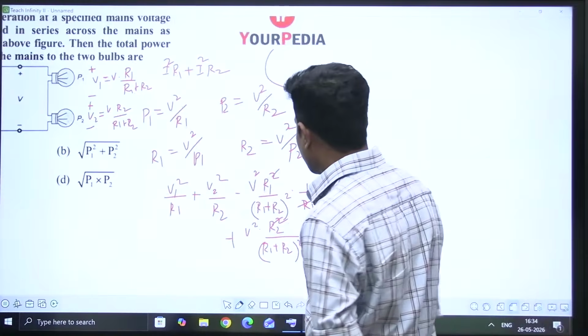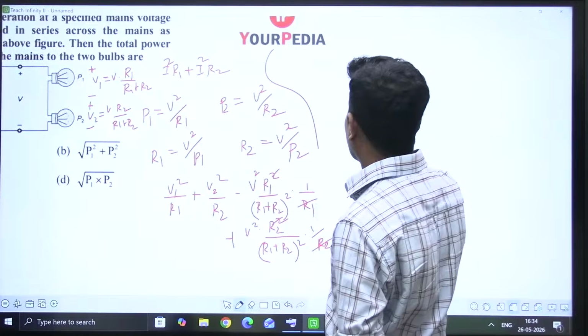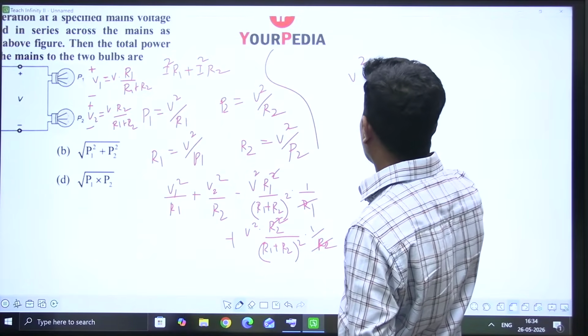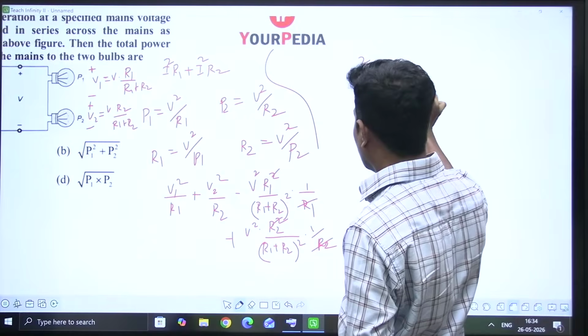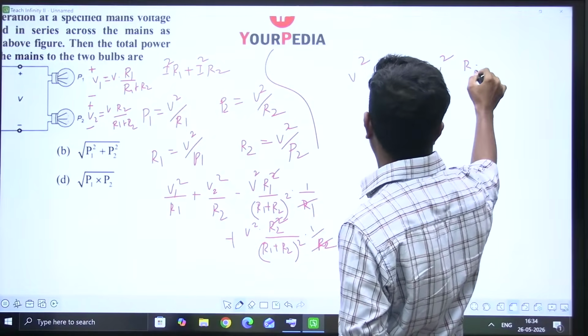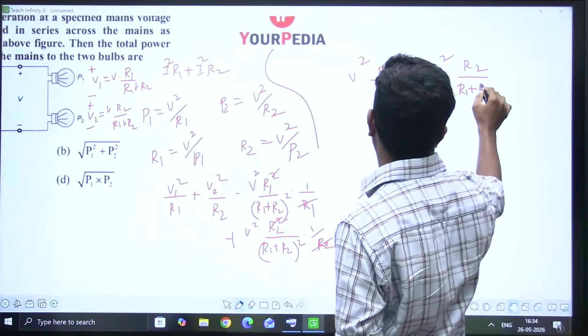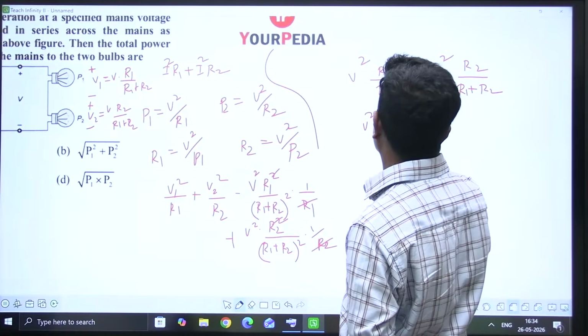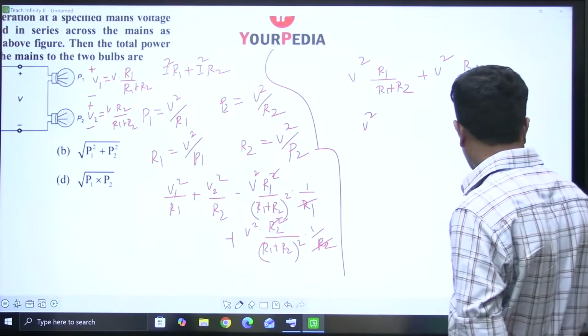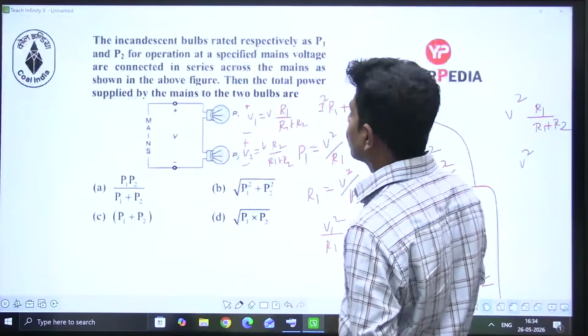Let me take this side. Now, what are we having? V square into R1 by R1 plus R2 plus V square into R2 by R1 plus R2. But the equation is not getting satisfied. Not this way, not this way.